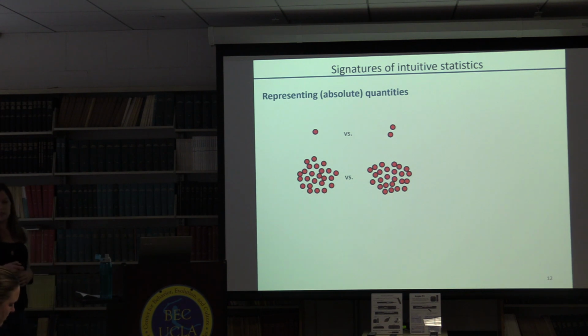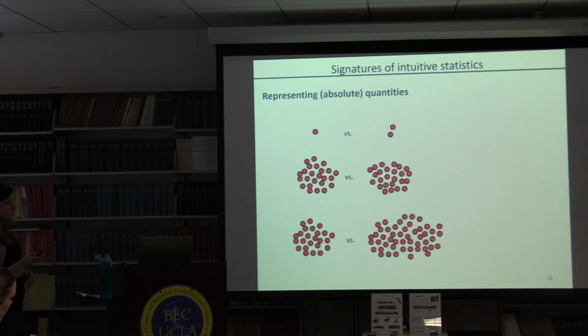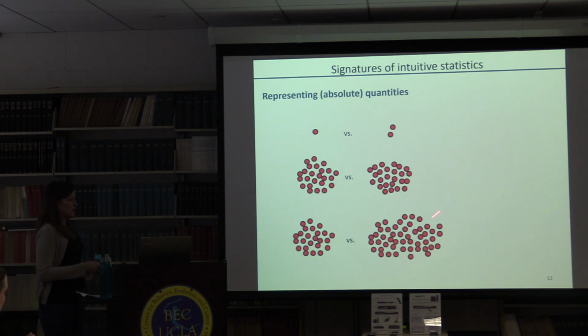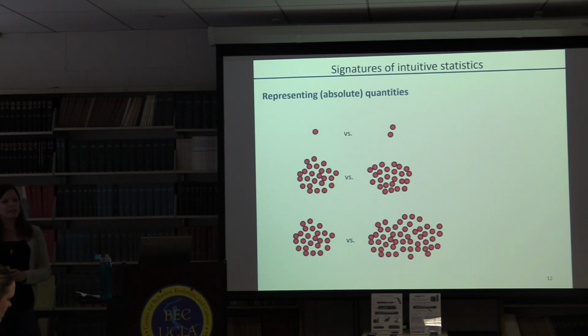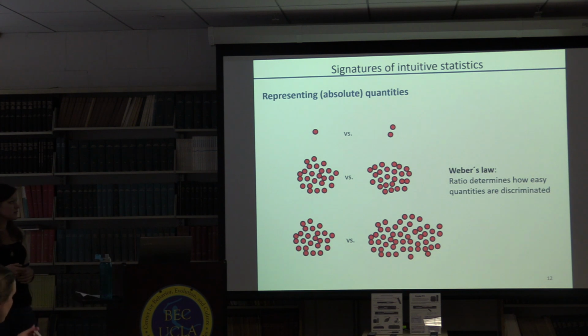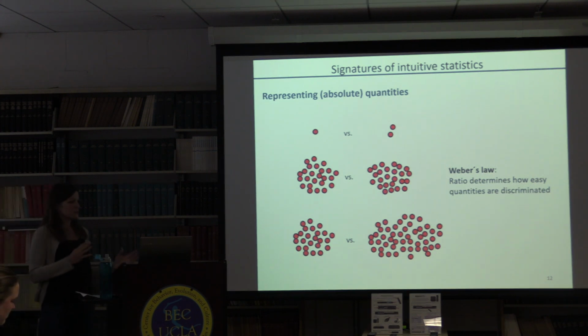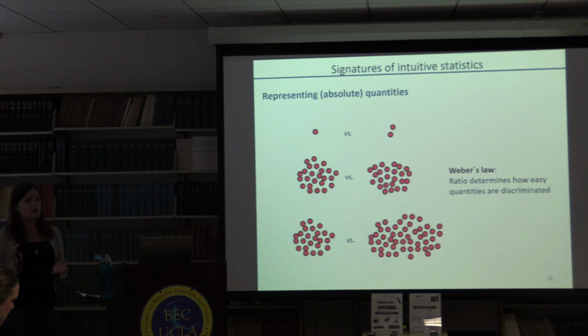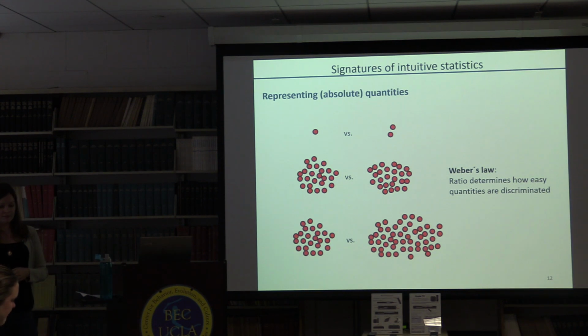So is this because it's just too many dots? No, because look at this here, this is 26 and 52. Now it gets easier again. And this is because it's not about the absolute difference between the quantities or the absolute number of items within each set. It's about the relative difference or the ratio between them. And this is called Weber's Law. So the ratio between 2 quantities determines how easy they are to be discriminated.